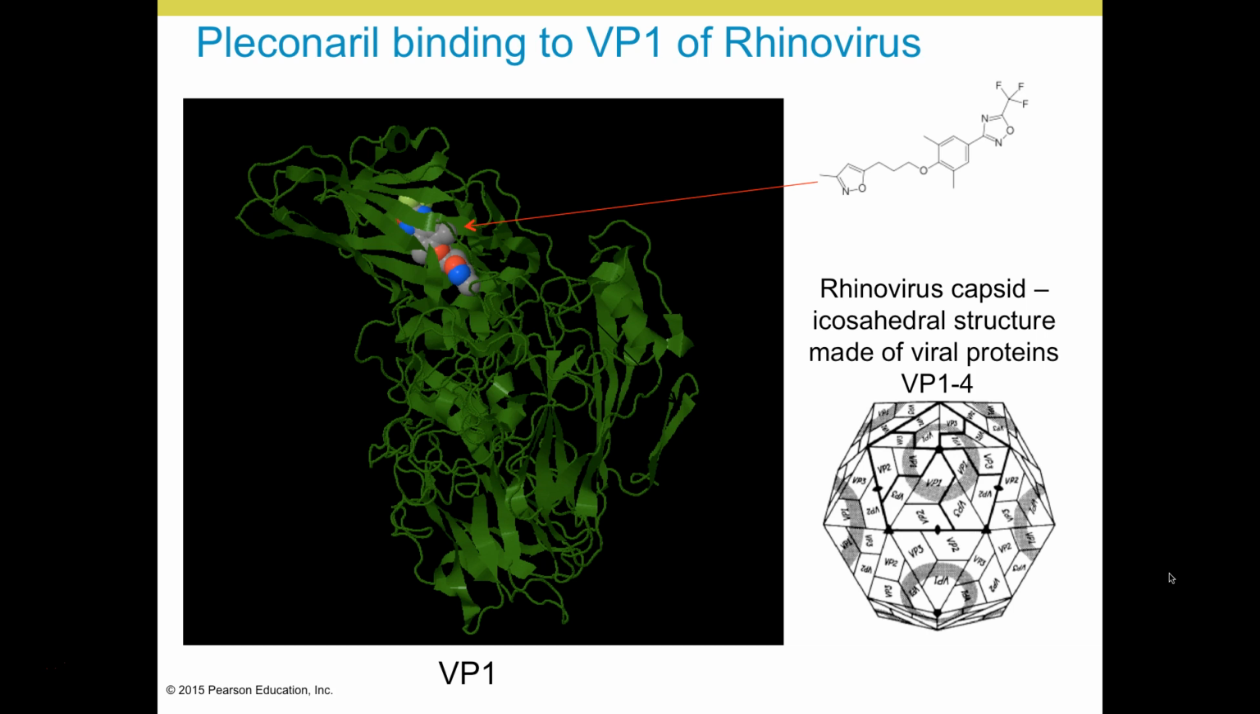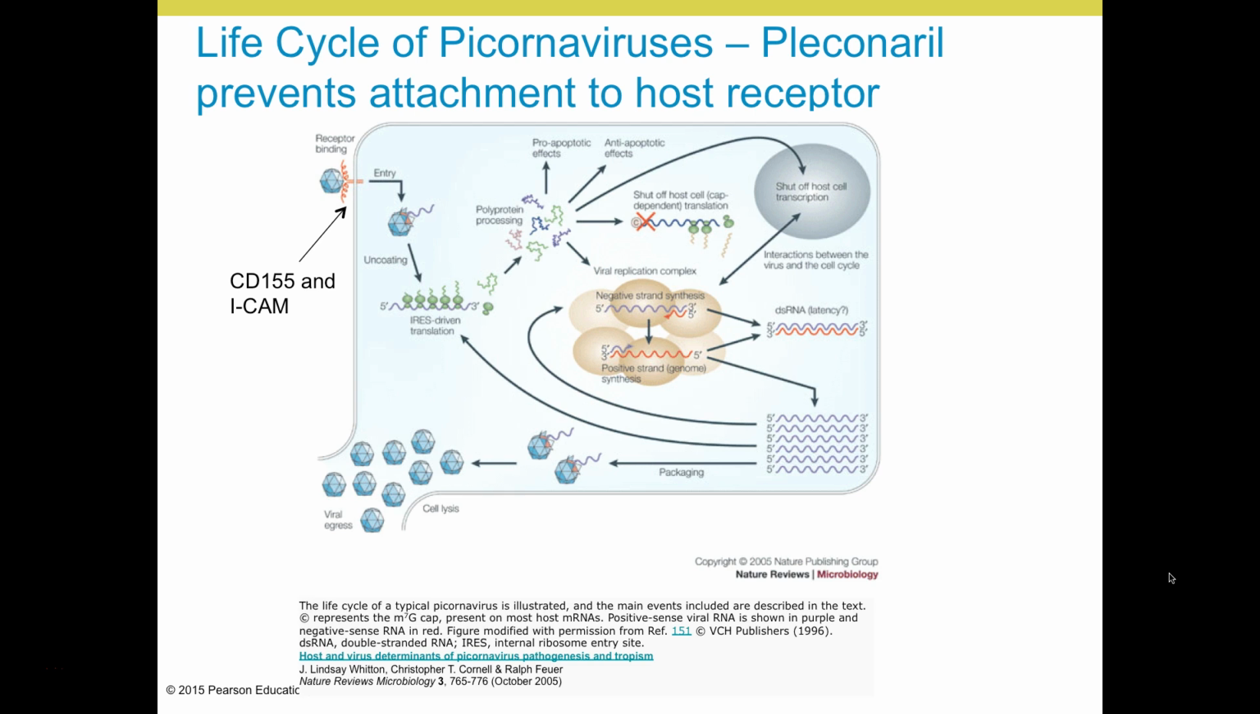This shows you the rhinovirus capsid, which is a protein. Your picornavirus, how does it actually attach? Well, it has receptor binding that actually allows the entry into your cell.